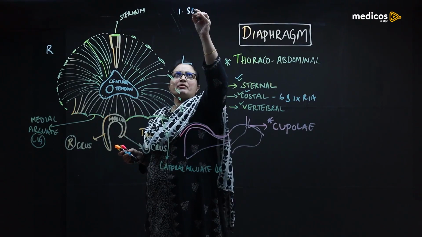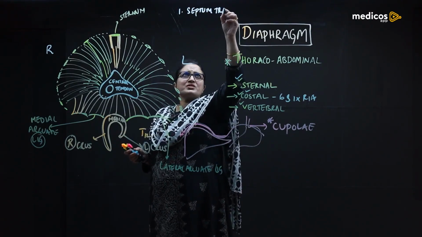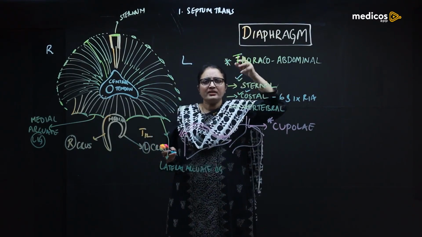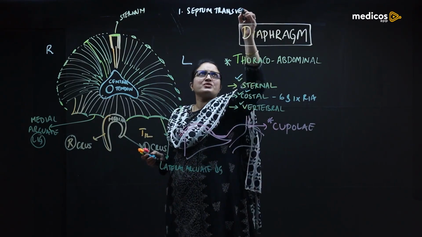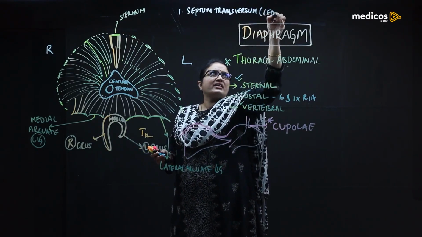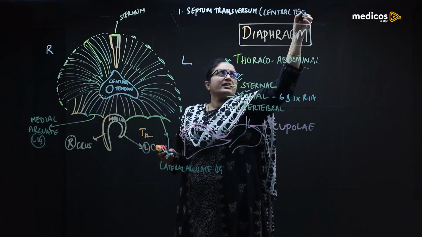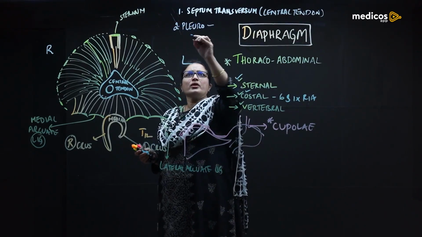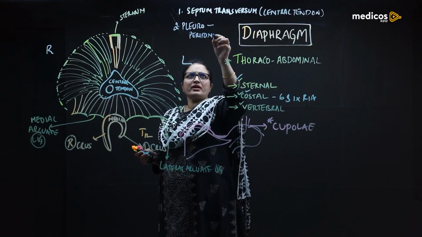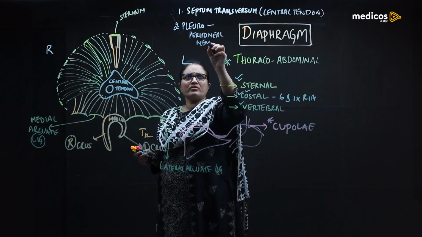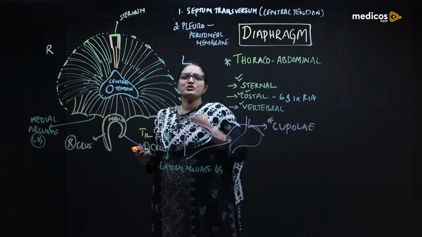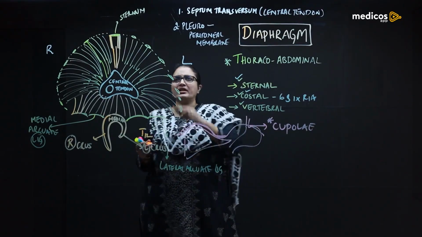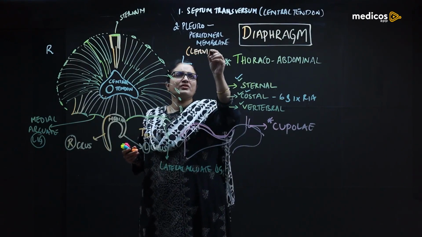What are they? One is the septum transversum. Wherever it is necessary, please also appreciate the embryological point of view. The septum transversum gives rise to the central tendon, and next is the pleuroperitoneal membrane. The remaining muscular part is formed in this pleuroperitoneal membrane by the migration of, as I have said, the cervical myotomes.